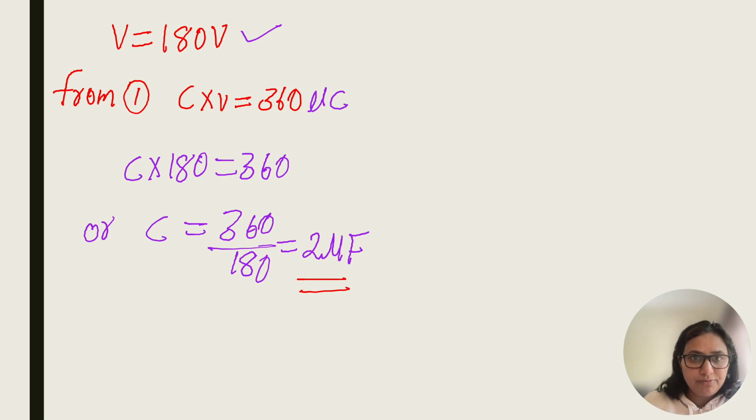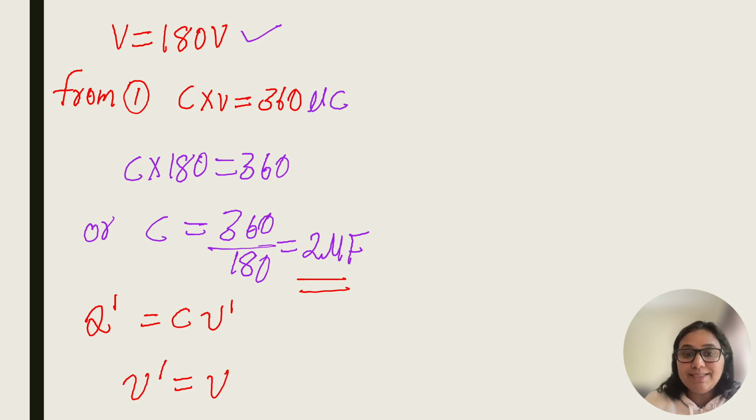The next part of the question: what will be the charge stored in the capacitor if the voltage applied had increased by 120 volt? In order to calculate the new charge, let us take the new charge as Q dash, which is equal to C into the new voltage, that is V dash. So let us first calculate the new voltage. V dash is equal to V, the voltage had increased by 120 volt, so V plus 120 volt.